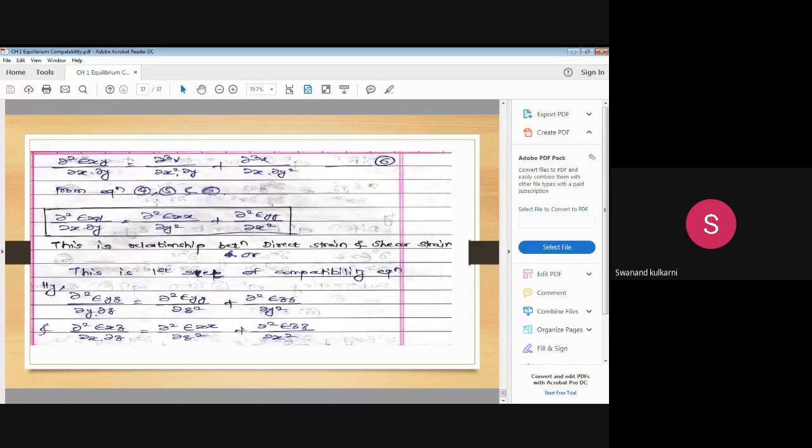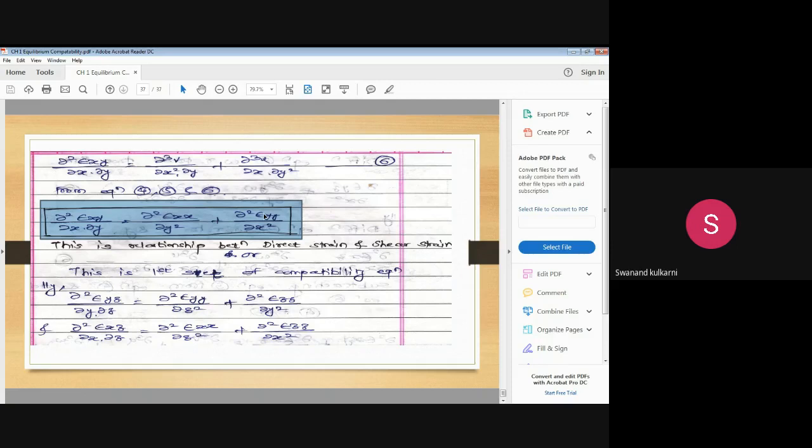So these terms are replaced. So ∂³γxy/∂x∂y² is replaced by ∂²εyy/∂x². So whatever the final equation we got from all this, inside it this is the relationship between shear strain and the strains along x direction and along y direction. So this is the relationship between various strain components. Here the reference point is the relationship between different shear components.